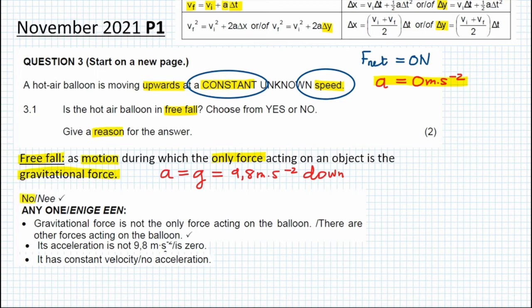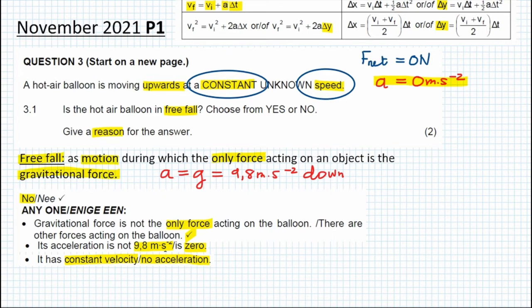Now we need to give a reason. We can say the gravitational force is not the only force acting on the balloon. There are other forces acting on the balloon, and for that we can get our second mark. Or you can say its acceleration is not 9.8 meters per second squared. Instead, the acceleration is 0, and that could get you your mark for your reason. Or you can say it has a constant velocity and therefore no acceleration, and that will give you a mark for your reason.